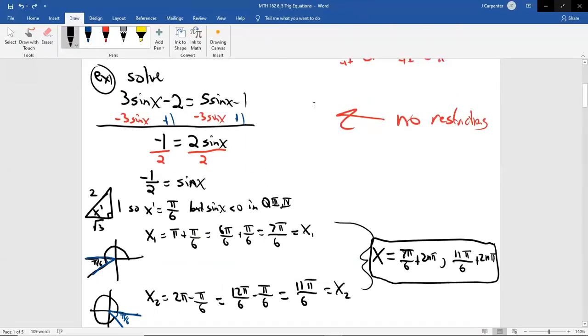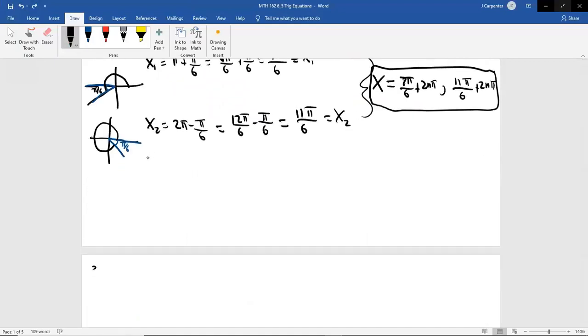So that was example 1. No restrictions, because I did not write somewhere, I would have said, on something like 0 to 2 pi. That is a restriction. We will see that, but not quite yet.